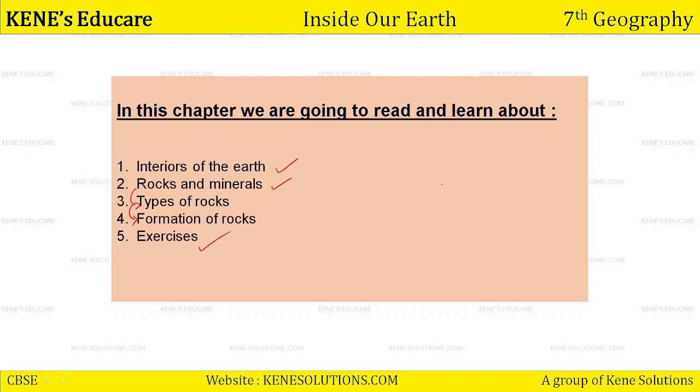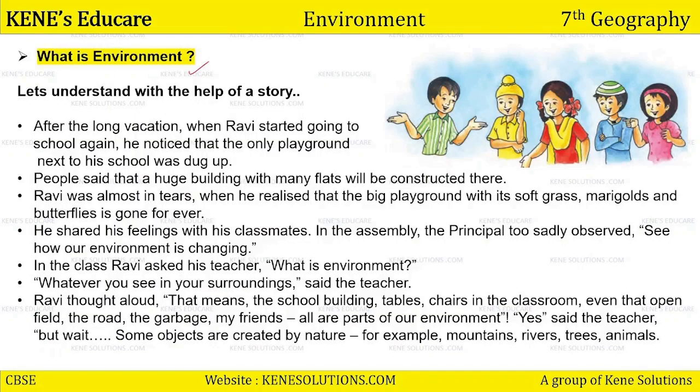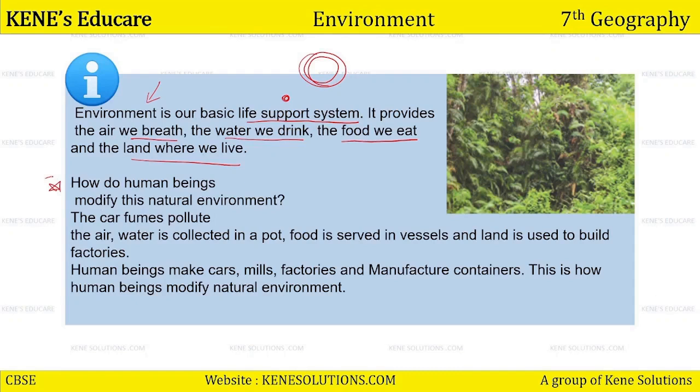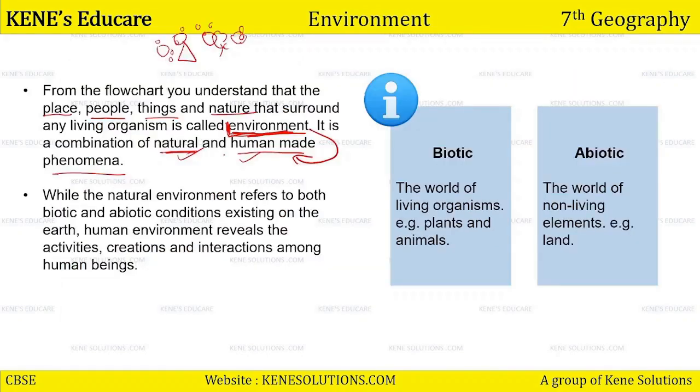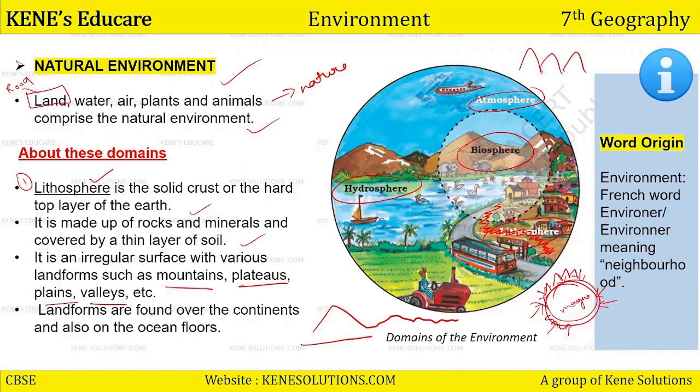Alright. Before switching on to this chapter 2, let's have a quick recap on what we studied in chapter number 1. In chapter 1, we read about what is environment, how environment is our basic life support system, and how we change and modify the environment constantly. Then we read the biotic and abiotic elements of the environment. Then we read about the natural environment.